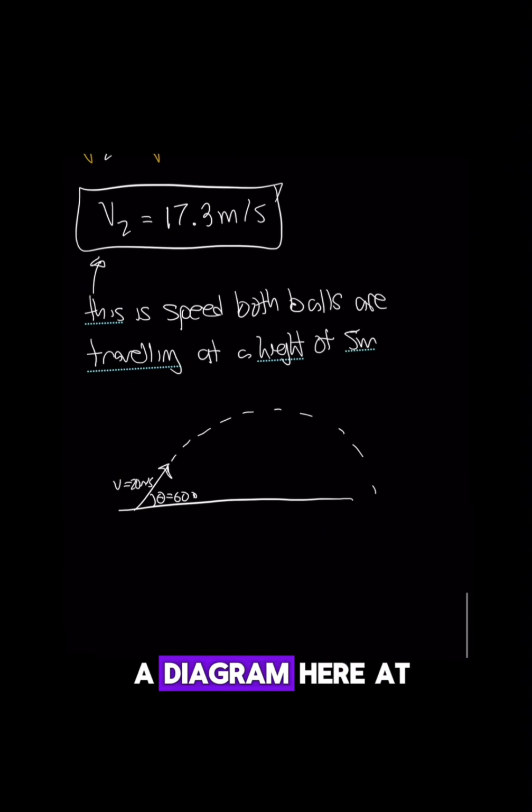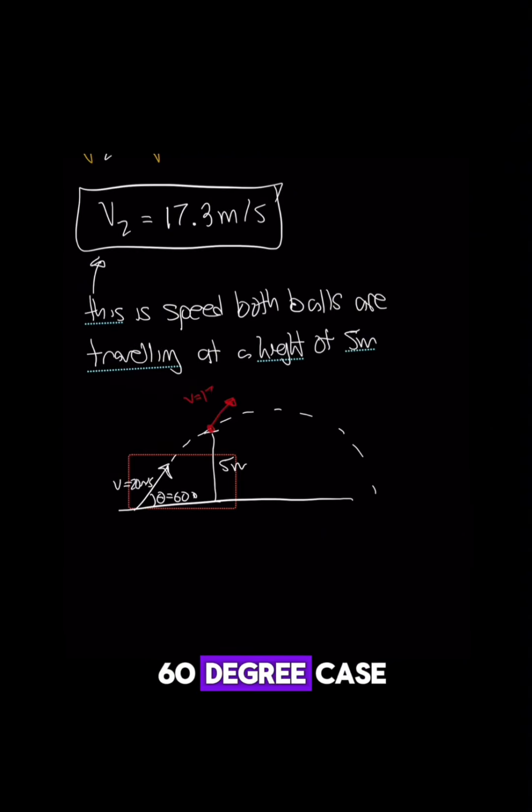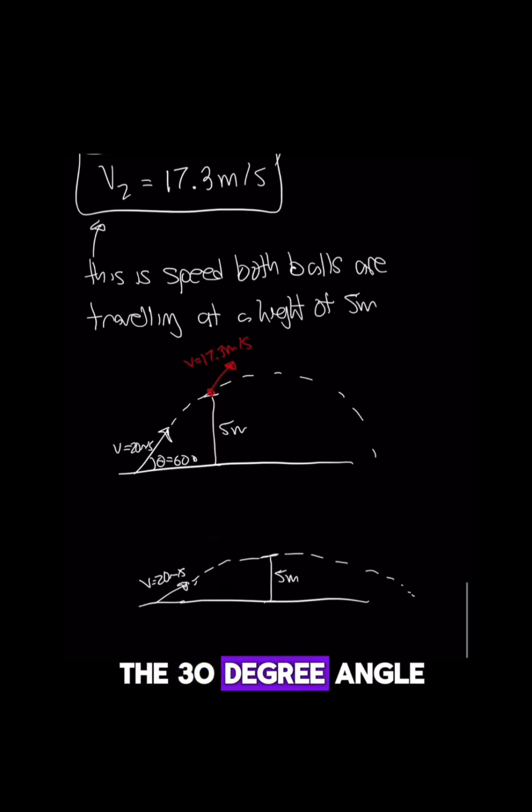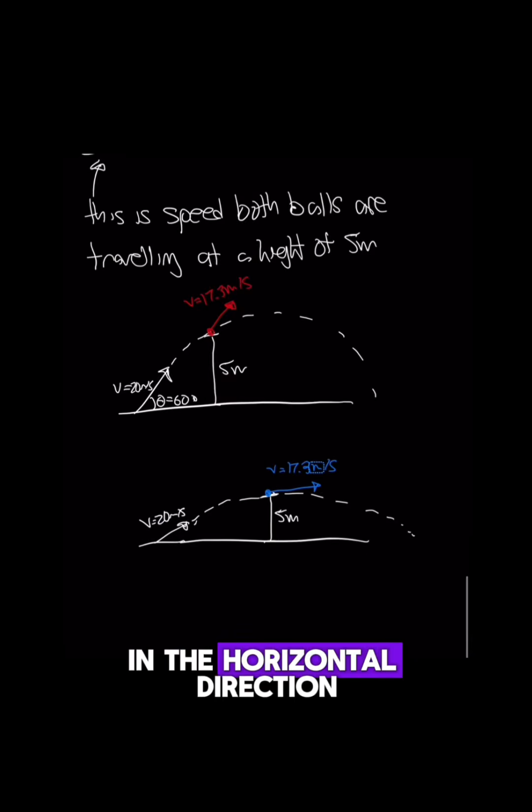So if we draw a diagram here, at this point in our 60-degree case, it's going to be traveling with the speed 17.3 meters per second in this direction. In our second case, at the 30-degree angle, it's going to be traveling with a velocity of 17.3 meters per second in the horizontal direction.